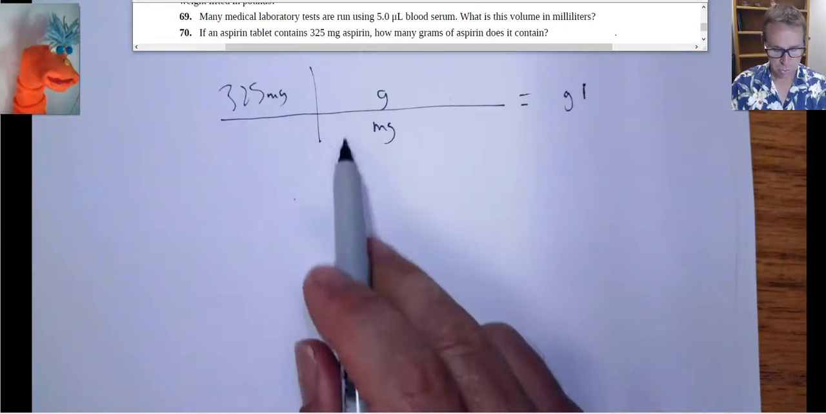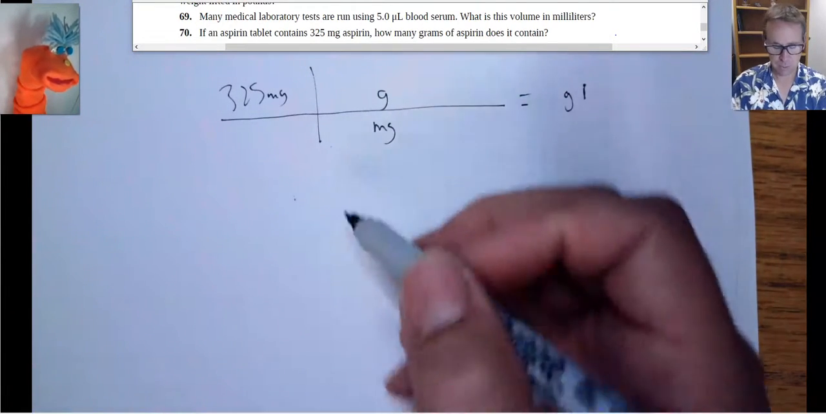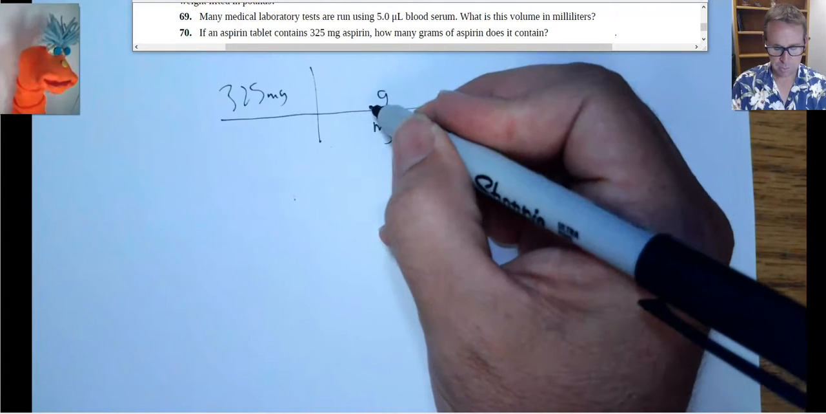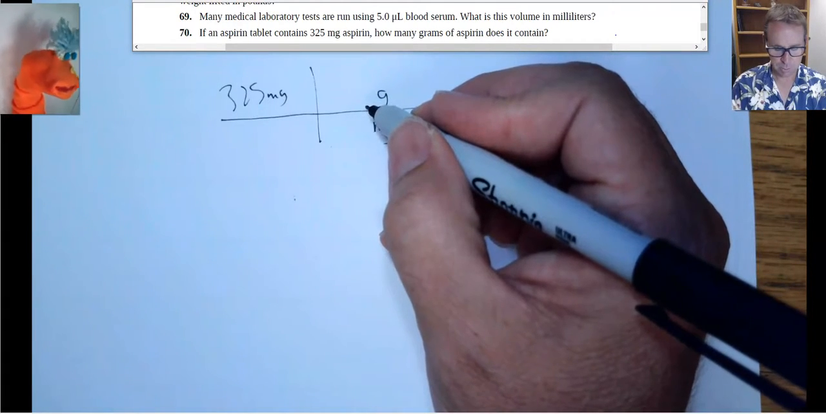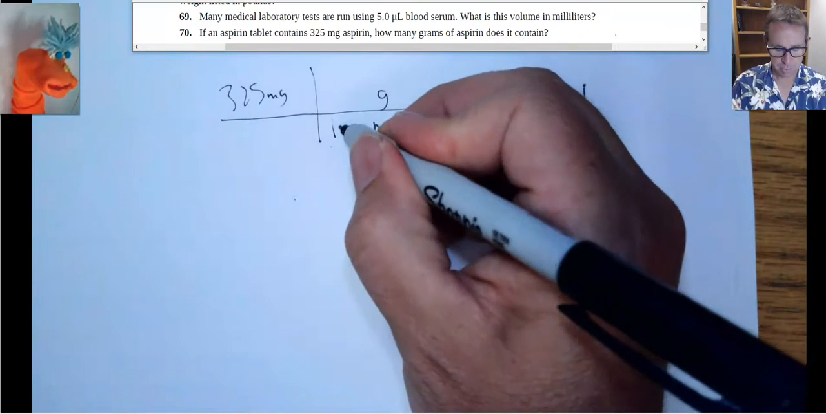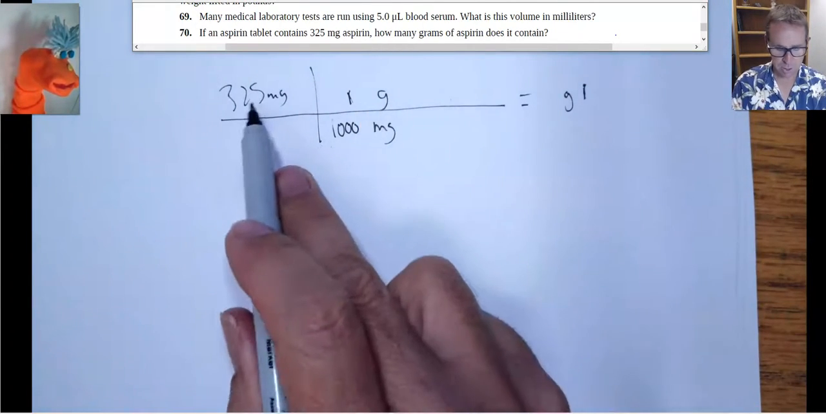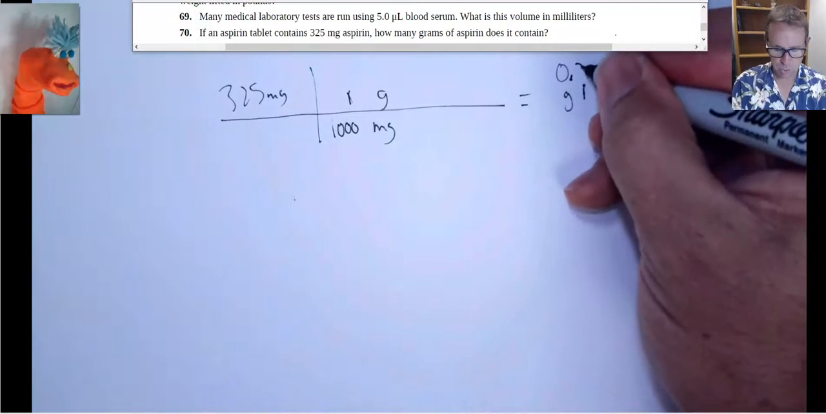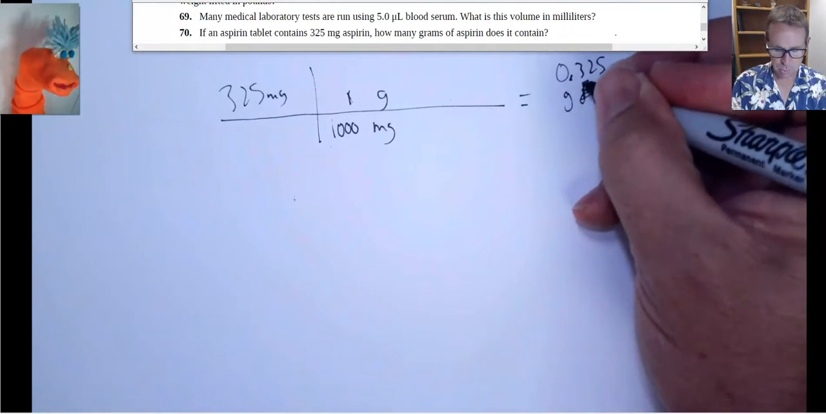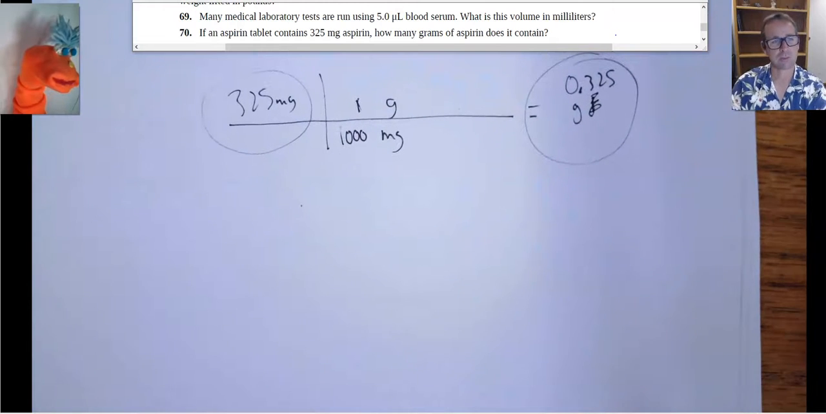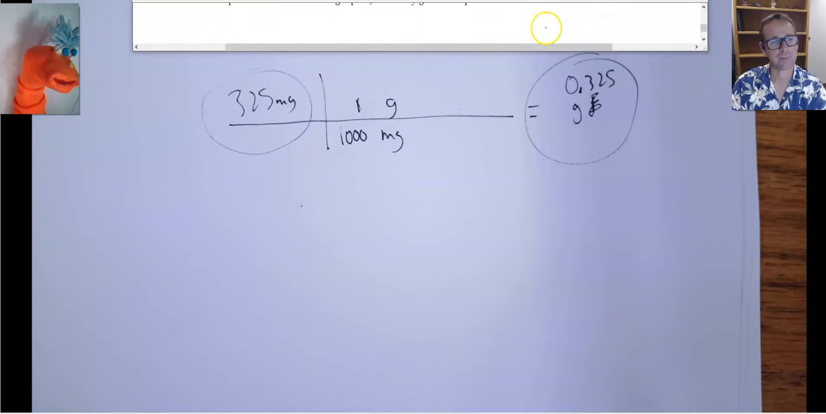Okay. So how many milligrams per gram? Let's see. Is that 1,000? That's right. 1,000 on top here. 1,000 on top? I mean, no, 1,000 on the bottom. That's right. There's 1,000 milligrams for every 1 gram. So that divided by 1,000, 1, 2, 3, is 0.325 grams, which is equivalent to 325 milligrams. Okay, good.